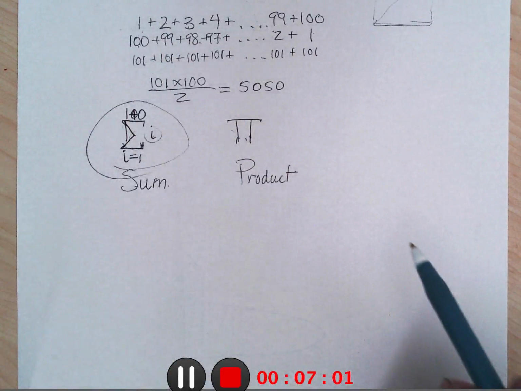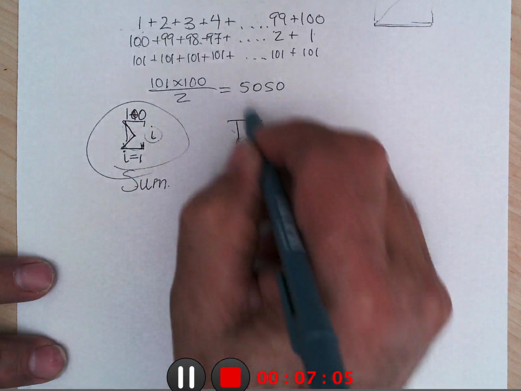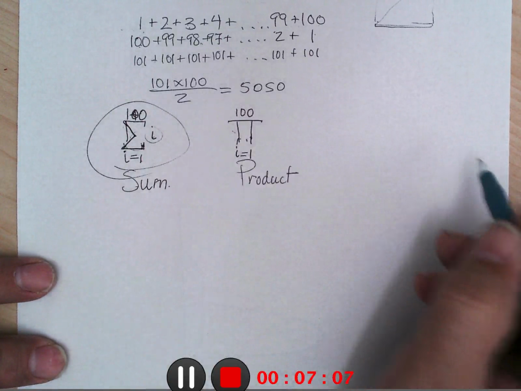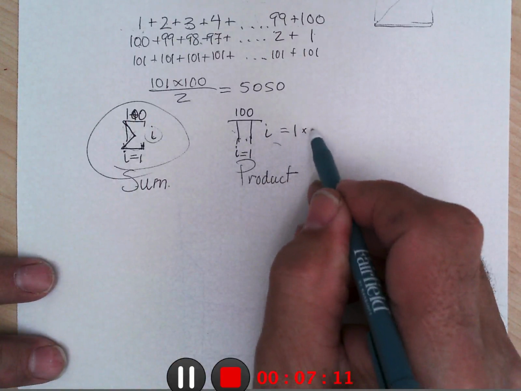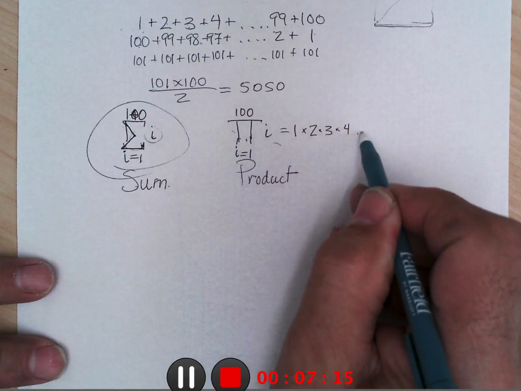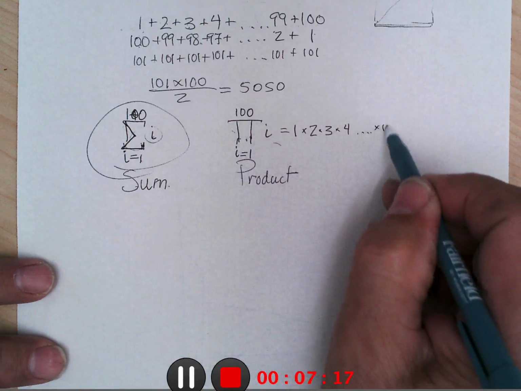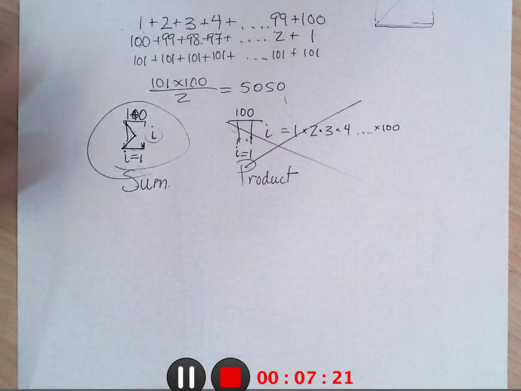Now, if I did it with this symbol, this would mean to go 1 times 2 times 3 times 4, all the way up to 100. Not something I want to do, so we're not going to worry about the pi. We're going to talk about the sum ones. And so then I said, let's practice a little bit.